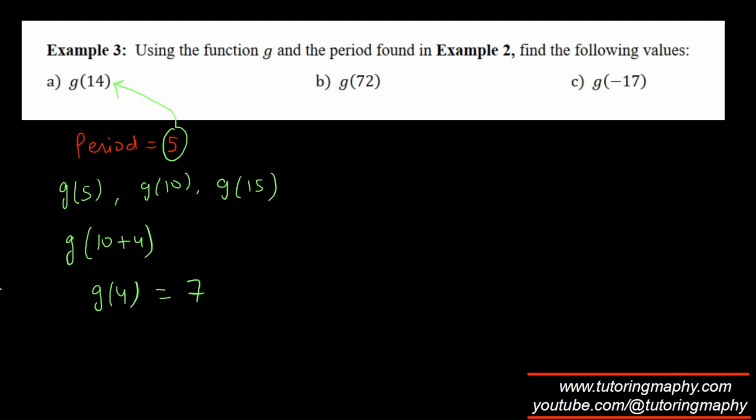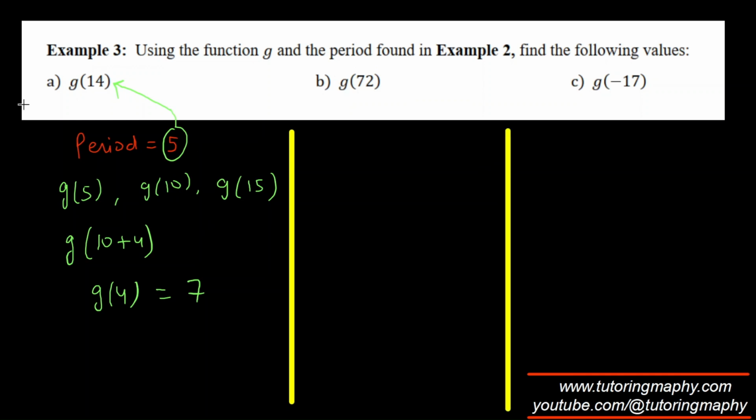I hope that makes sense. Let's try another one. Maybe it will make even more sense. So for 72, I'm going to notice the period, which is 5. I'm going to count the table of 5 and go nearest to 72, which will definitely give me 70. So this is going to look like G of 70 plus 2. Now, G of 70 plus 2 is the same as G of 2, because 70 is a multiple of the period, which is going to repeat itself.